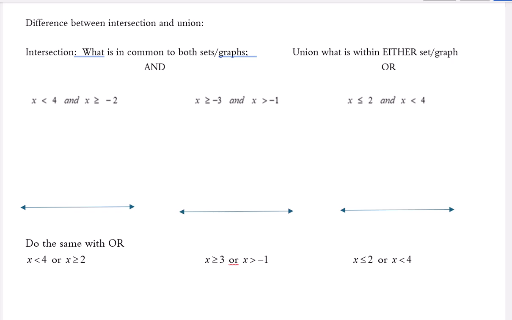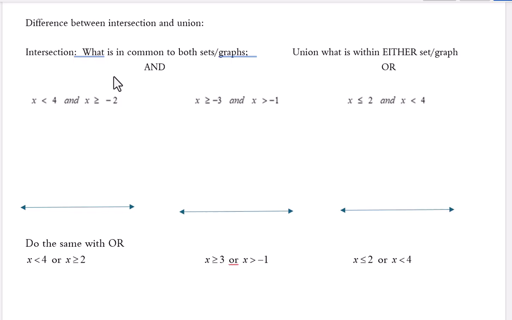In this video, we're going to talk about intersection and union between graphs. The first thing I want to point out is that if you notice, the problem up here and the problem down here are exactly the same, except they have the "and" or "or" in between them. And what we have to understand is differentiating between the two.